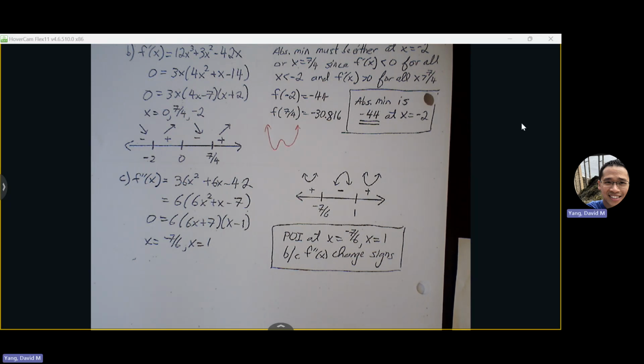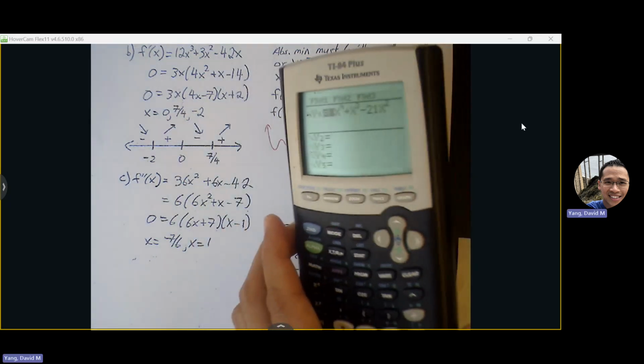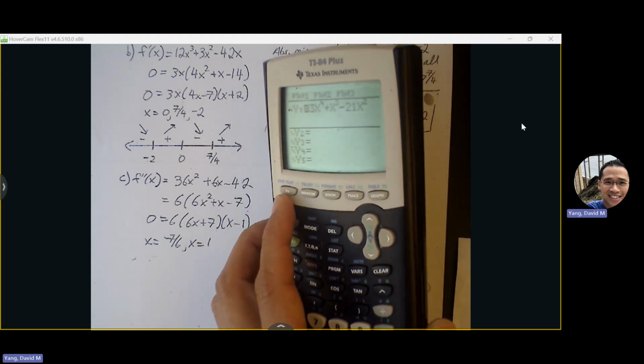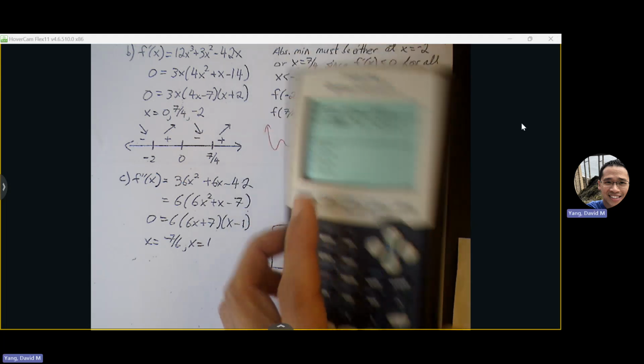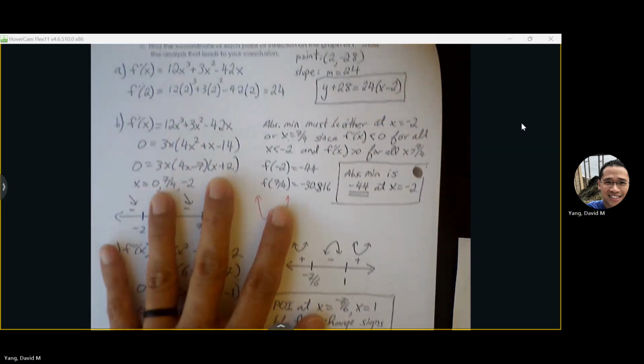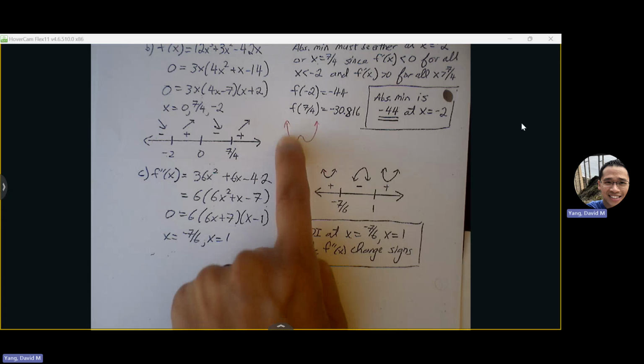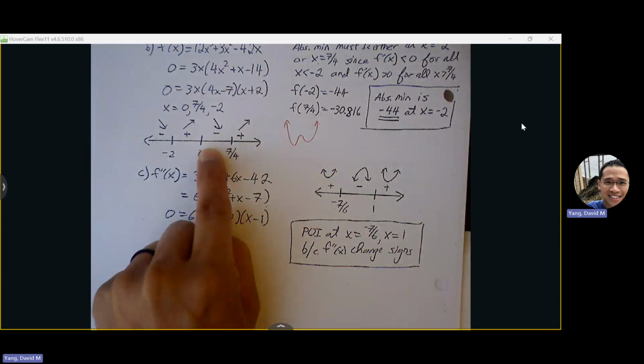If you have your graphing calculator, you can confirm all this. If you go to y equals, top left-hand corner of your graphing calculator, you can type in your original function. And it should resemble the x to the fourth graph that we see here.